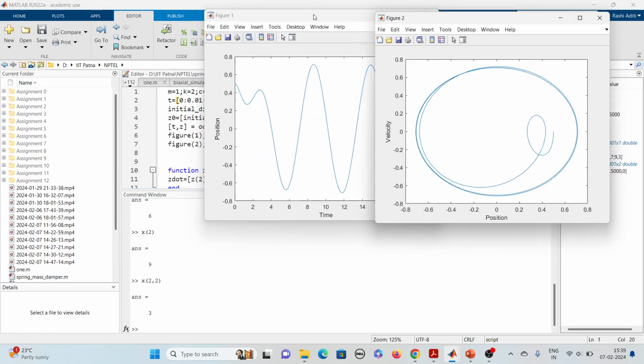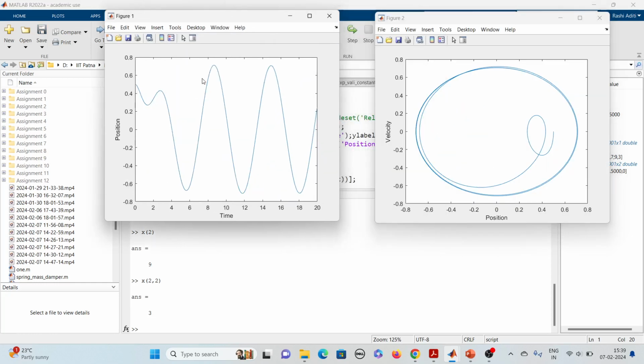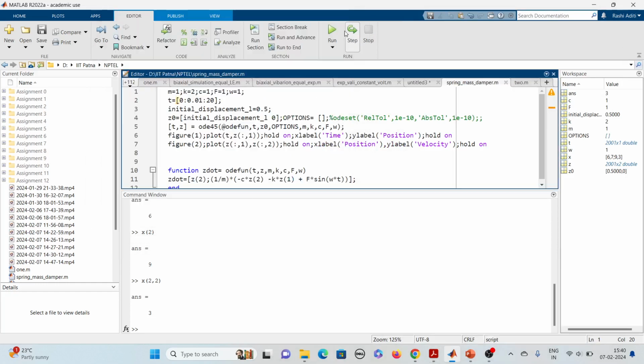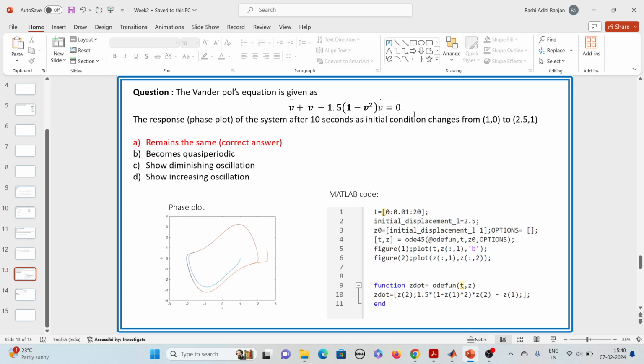What happened? It is following a periodic oscillation, isn't it? It is following a periodic oscillation, but it is having a forcing function. In the case of the van der Pol equation, is there any forcing function present here? No, there is no forcing function. Correct. So what is happening in this van der Pol equation?